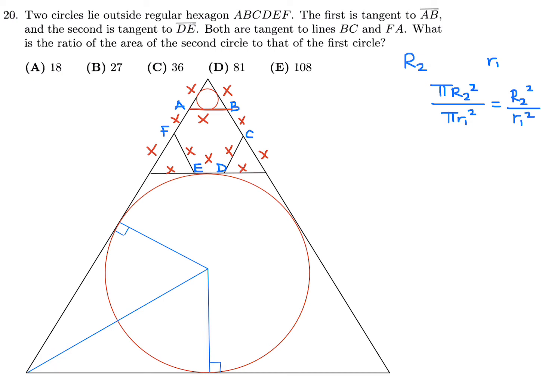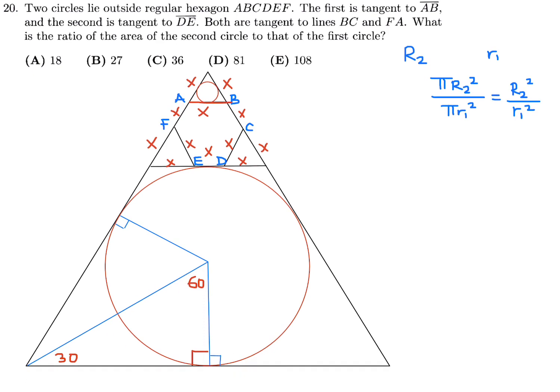So that means this angle is 60 degrees. Since I drew this line, that line will cut it in half. This is 30 degrees and this is 60. And this is, of course, a right angle. So this is a 30, 60, 90 triangle, and as always, the ratio of the sides will be 1, 2, and root 3. Now, the distance from here to here is R2, like that. So I can easily figure out the distance from here to here in terms of R2.